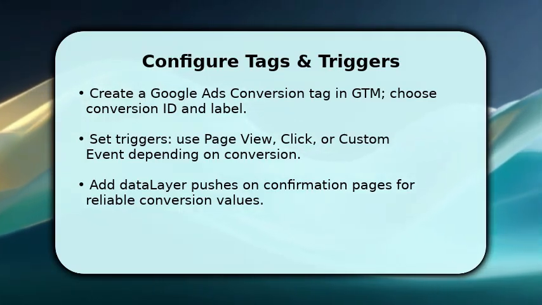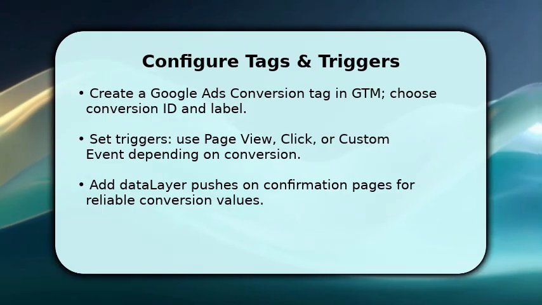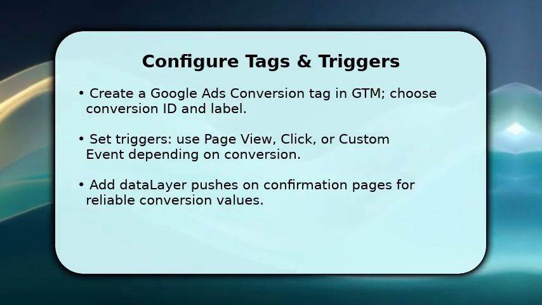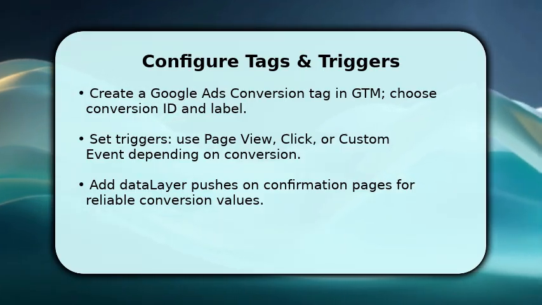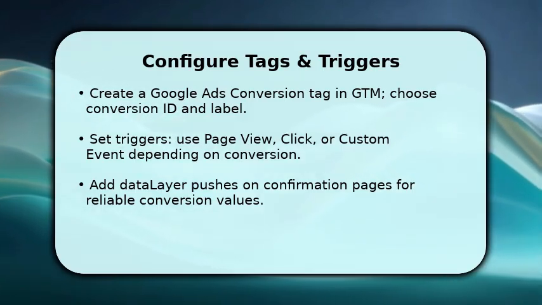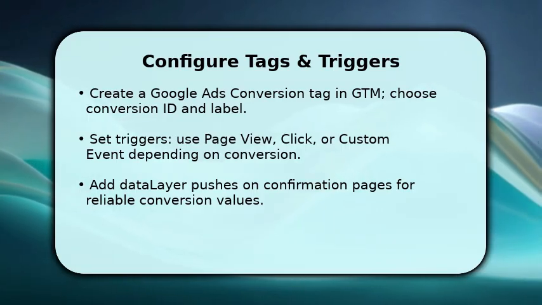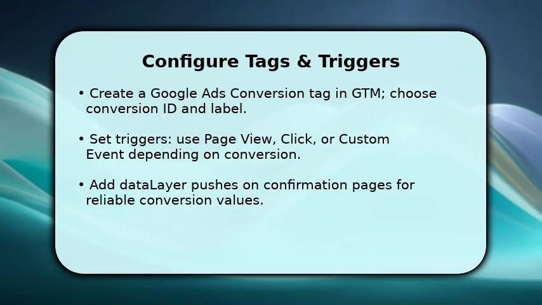Now you build the conversion tag inside GTM. Add a new tag, select Google Ads conversion tracking, and paste the conversion ID and label from Google Ads. Then attach a trigger. Use a page view trigger for thank you pages, a click trigger for button conversions, or a custom event trigger if your app pushes data layer events.